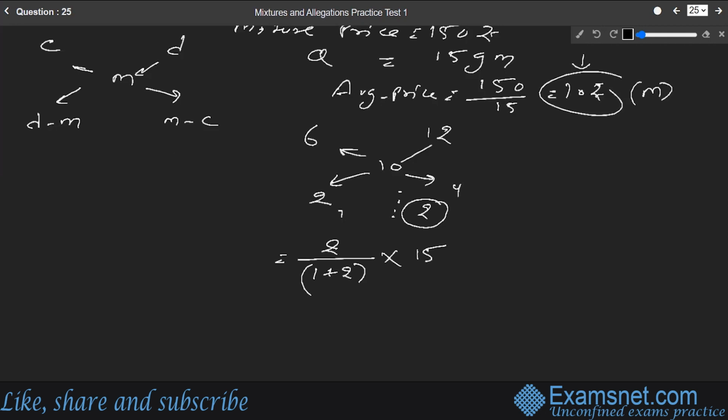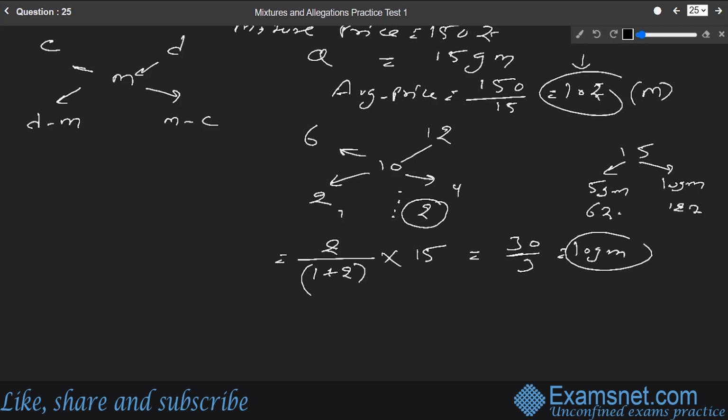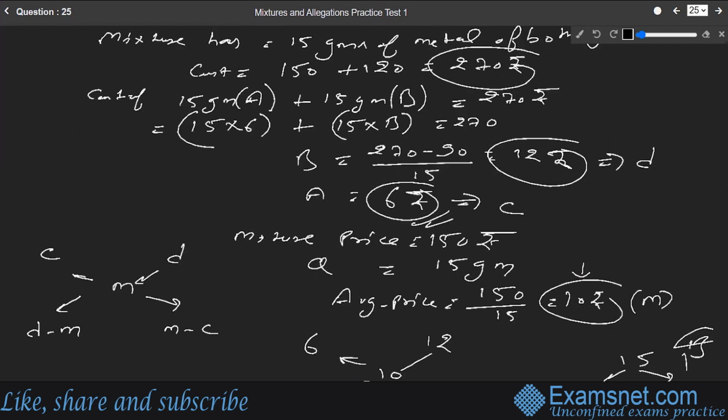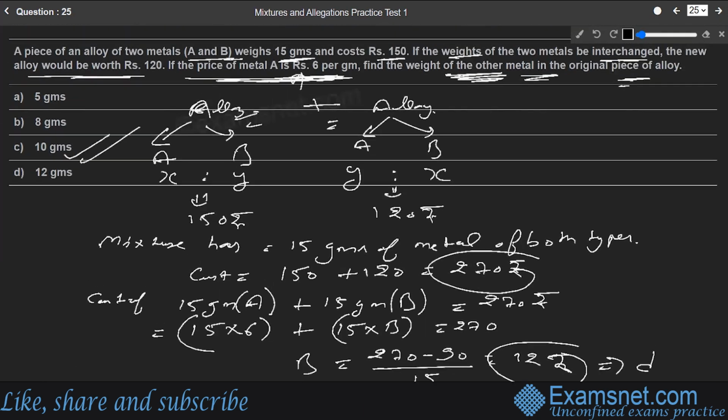So out of that 15 gram, how much is the metal B type? That we are finding out here by doing 2 divided by the sum of ratio terms, that is 1 plus 2. So it gives us 30 divided by 3, that is nothing but 10 grams. So we can easily say that in that 15 gram piece, 5 gram is the metal of 6 rupees type, and 10 gram is the metal of 12 rupees type, which is the B type. And that was what was asked, how much is the metal of type B, which is 10 gram. That is the right answer, which is available in option C, 10 gram.